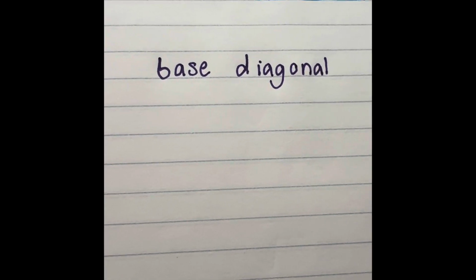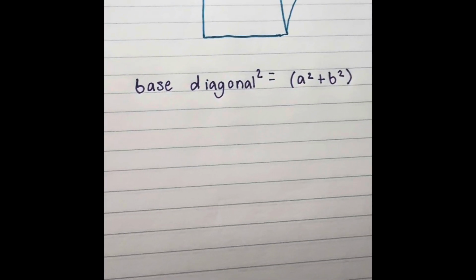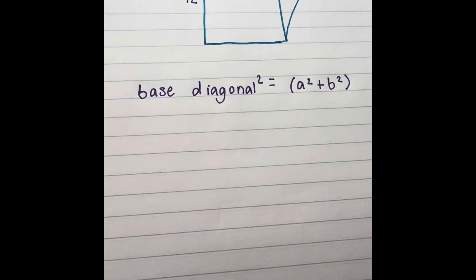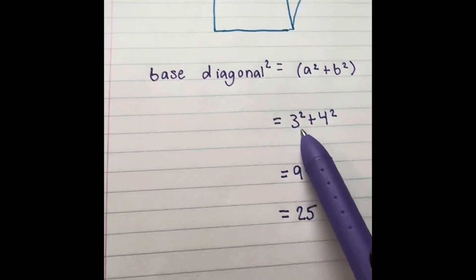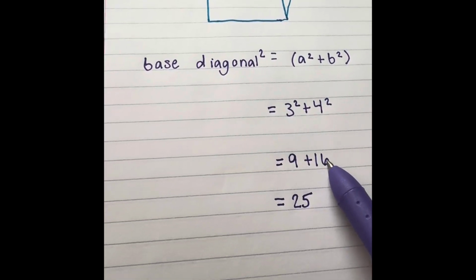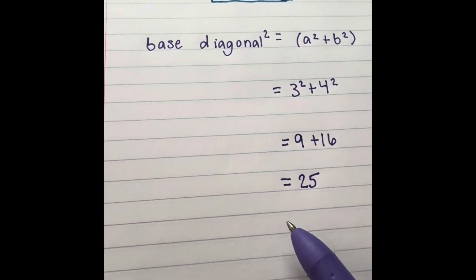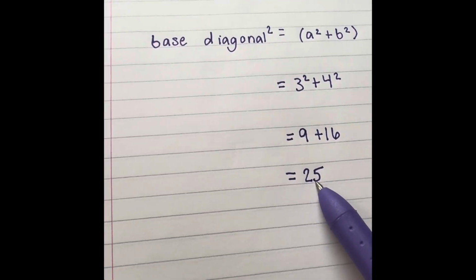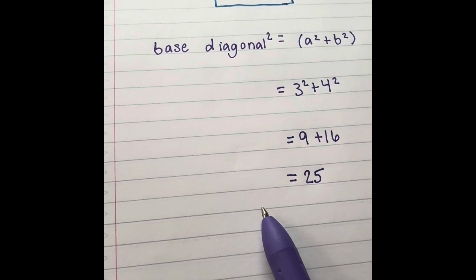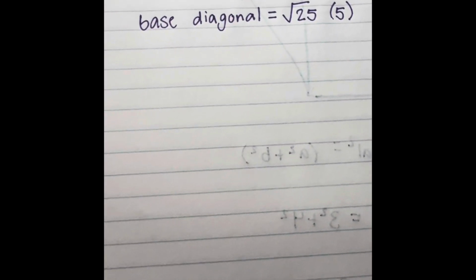First, we will need to find the base diagonal of the rectangular prism. To find the base diagonal squared, we will need to do a squared plus b squared. So we will plug in 3 and 4 squared, which will give us 9 plus 16, which equals 25, and that is our base diagonal squared. However, we will need to take the square root of the base diagonal squared to find the base diagonal. Our base diagonal is the square root of 25, which is 5.